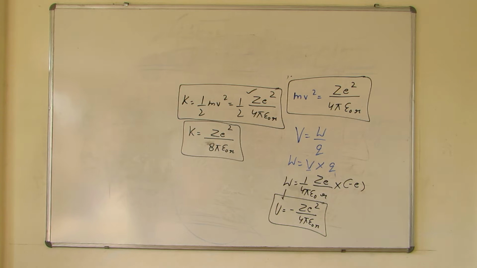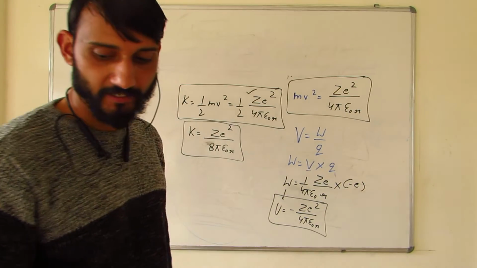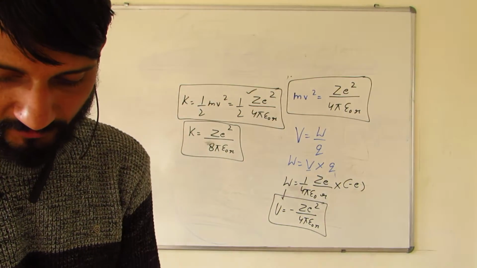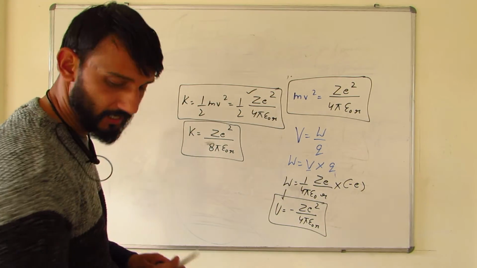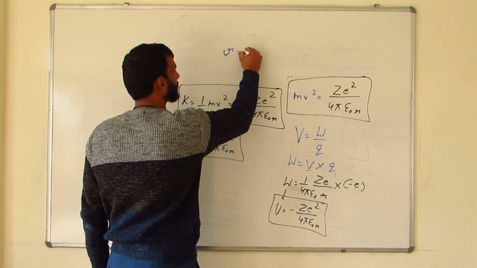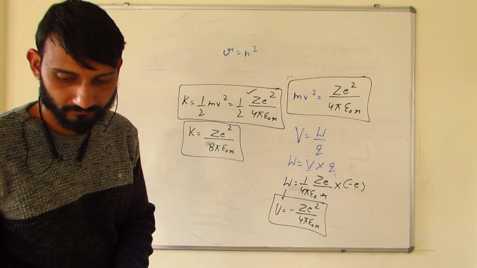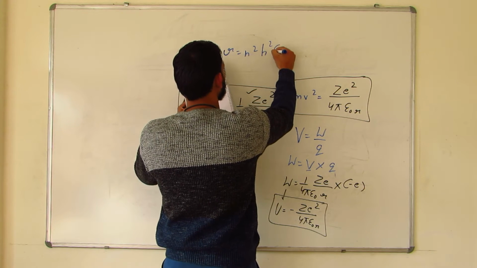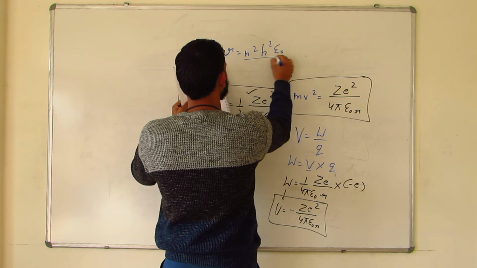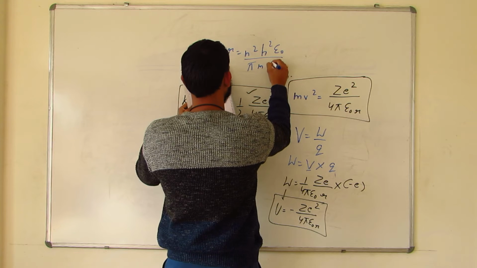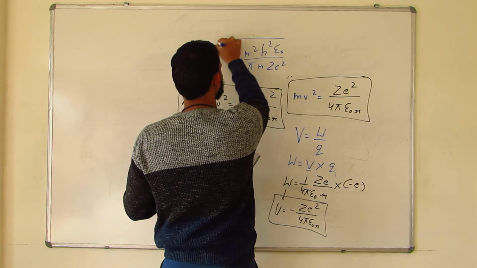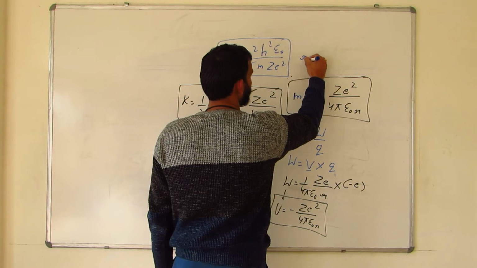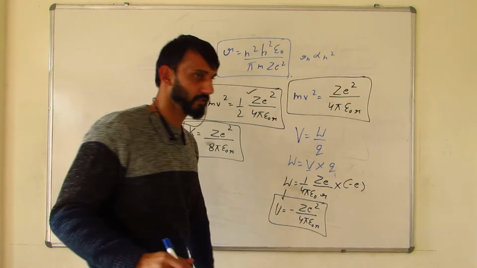Today we'll have a further discussion of Bohr's postulate. We had already discussed the expression for radius, which was r equals n square h square upon epsilon naught 8 z square. And here we understood that this r n is directly proportional to n square.